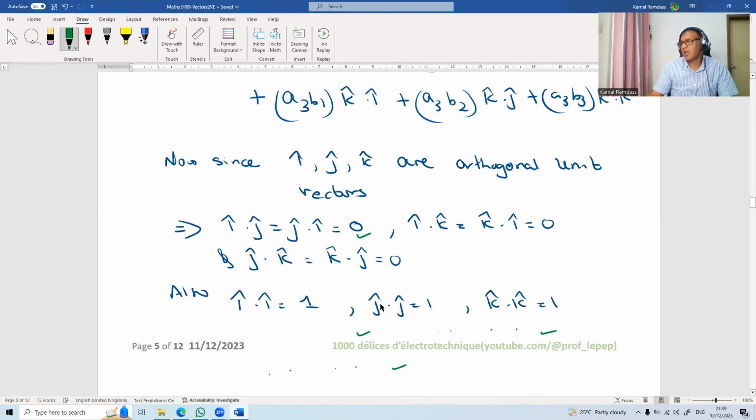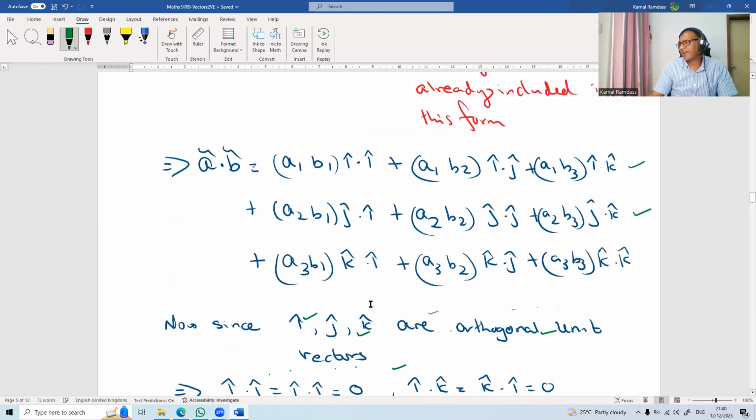Mais, I roof dot I roof is equal to 1, parce que these are unit vectors. And cos 0, c'est 1. J roof dot J roof, 1. K roof dot K roof est égal à 1. Finally, ça pour couper. On pourrait seulement garder ça, ça et ça. Even A1, B1 times 1, plus A2, B2 times 1, plus A3, B3 times 1.